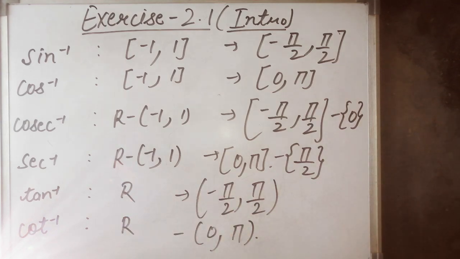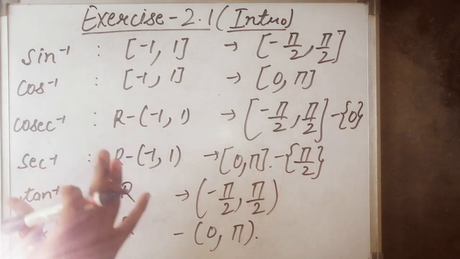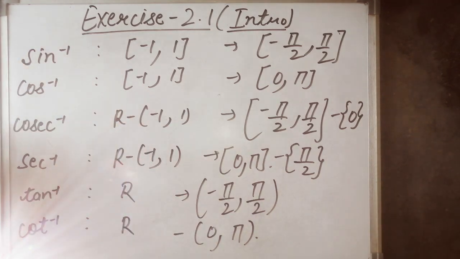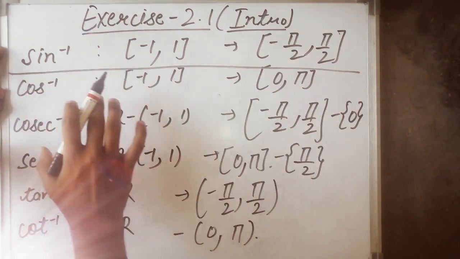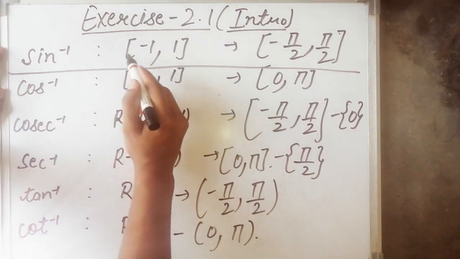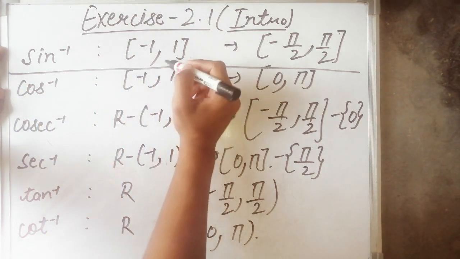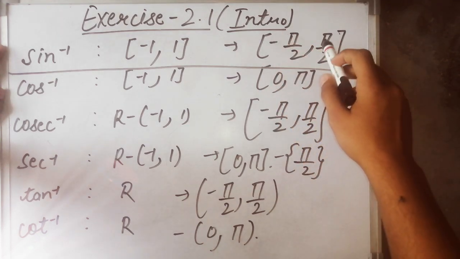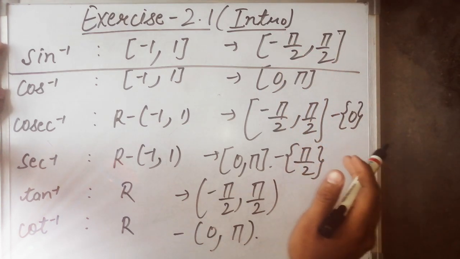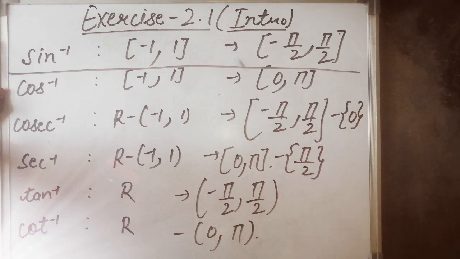let's understand this table. What is this table? Apart from that, we will cover some tricks to understand this table. These are the 6 inverse trigonometric functions. Let's take sine inverse. Sine inverse domain lies from -1 to 1, and its range lies from -pi/2 to pi/2. There is nothing conceptual in this table. What you need to do is memorize this table.